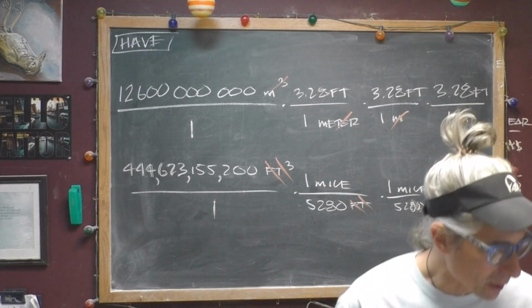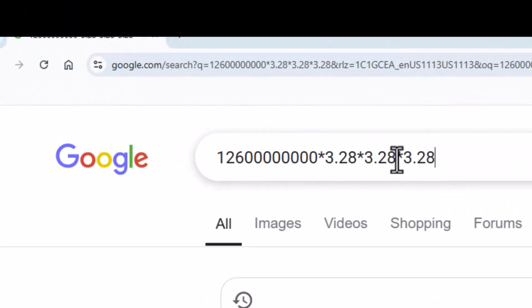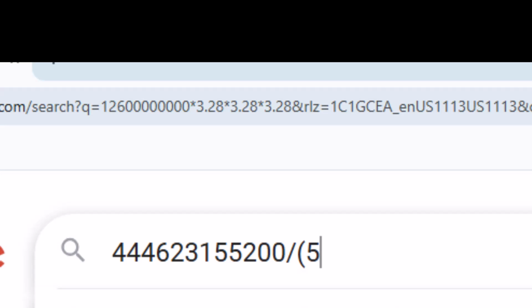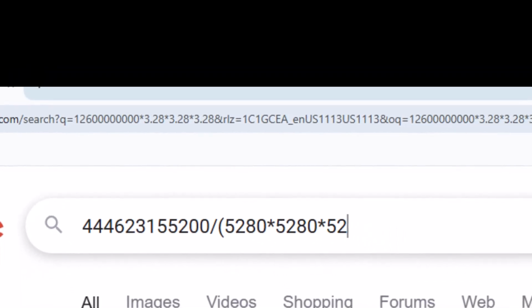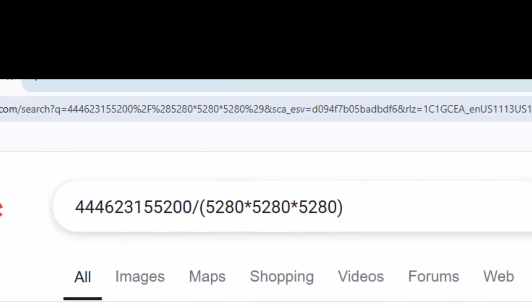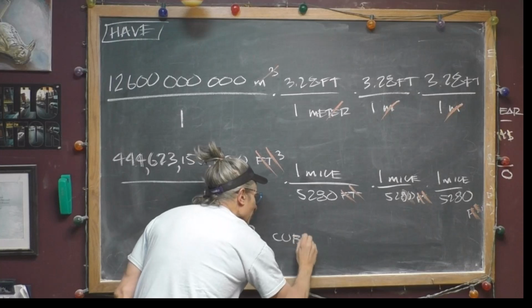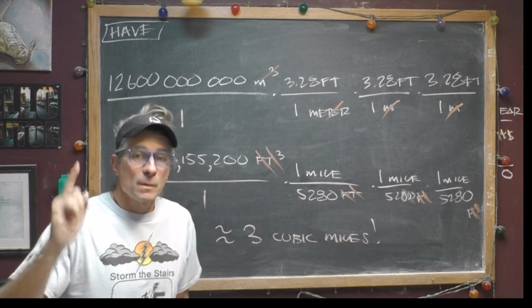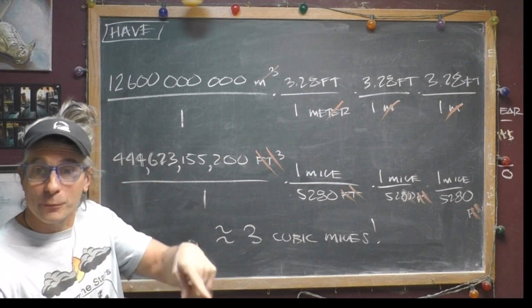Okay, so that number is going to be that number. Whew. All right, so let's take this number, paste it up here, and then divide by 5,280 times 5,280 times 5,280. And that is going to give us just about 3.3 cubic miles. We're going to use that number for starters. We're going to deal with that for the rest of this exam.